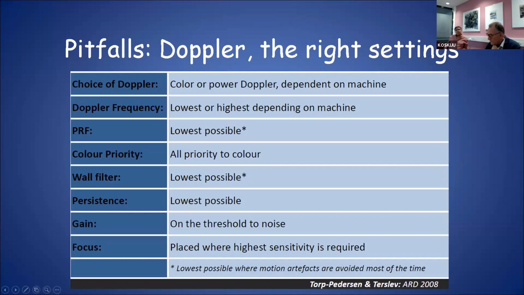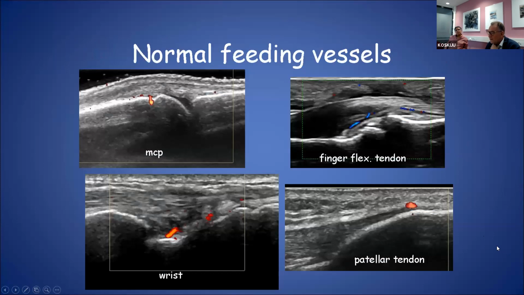An excellent article on the Doppler settings is in Annals of the Rheumatic Diseases 2008. It's a classic paper by Thor Pedersen and Lene Terslev. They are the king and queen of Doppler. And don't forget normal feeding vessels when depicting everything with Doppler. What you see is not pathological. There are feeding vessels in joints going into the tendon.